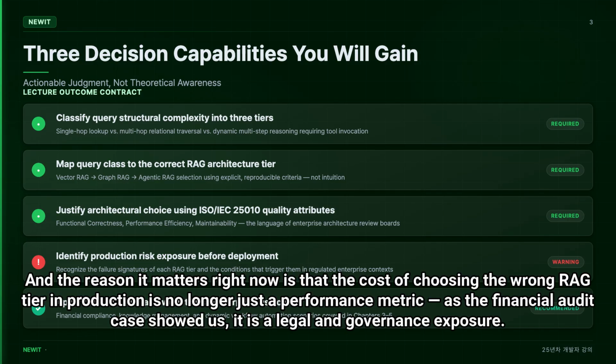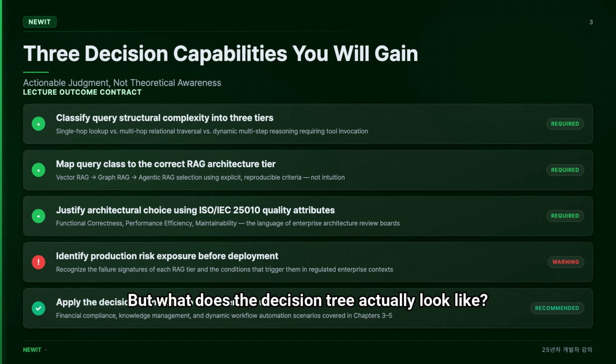And the reason it matters right now is that the cost of choosing the wrong RAG tier in production is no longer just a performance metric. As the financial audit showed us, it is a legal and governance exposure. But what does the decision tree actually look like? That is exactly what we are about to map.